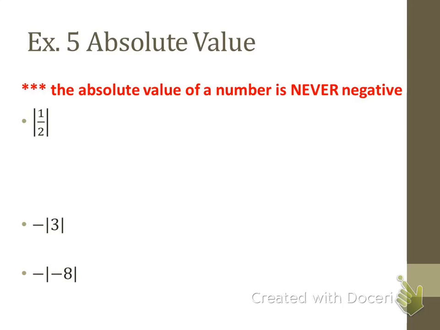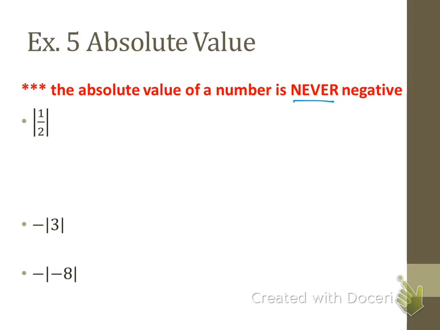Absolute value. Stay with me for a second, and I'm going to read this sentence. The absolute value of a number is never negative. I'm going to say it again. The absolute value of a number is never negative. The absolute value is never negative.